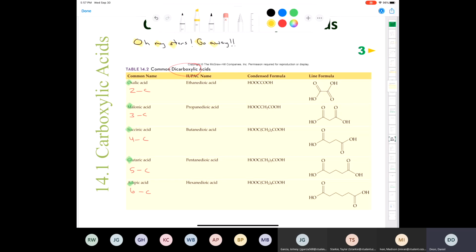So oxalic, malonic, succinic, glutaric, and adipic acid. And you should have these memorized. But again, if you can come up with that mnemonic, and you know that oxalic acid has 2 carbons, you'll be in good shape. You'll be able to remember that pretty easily.